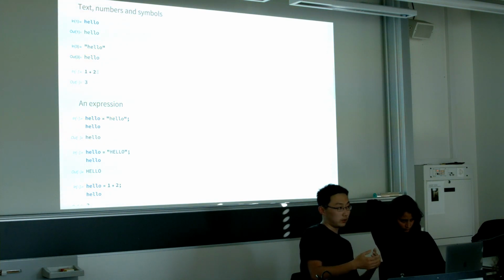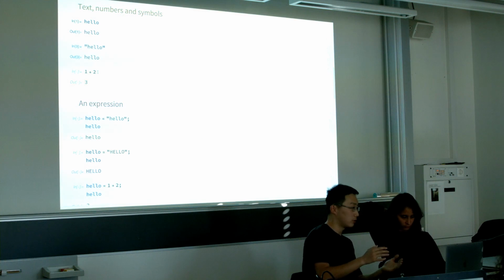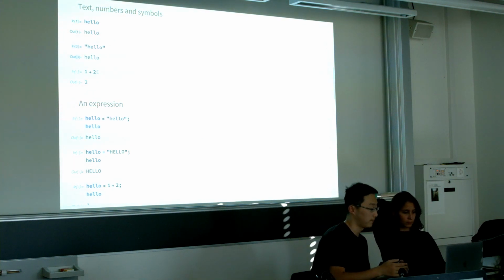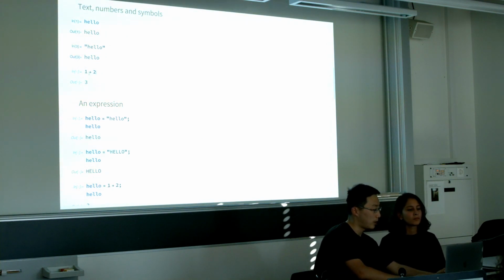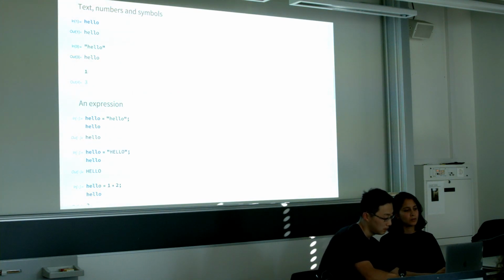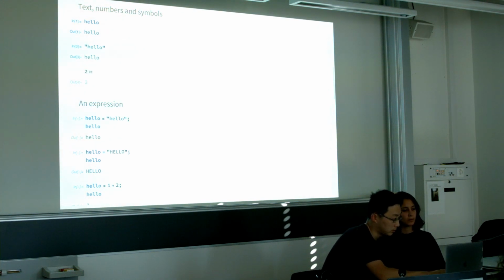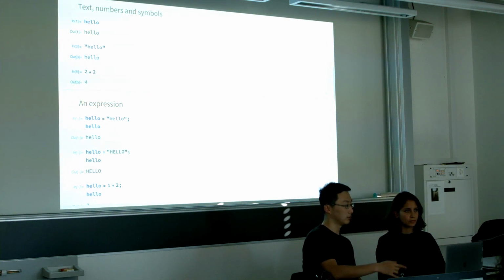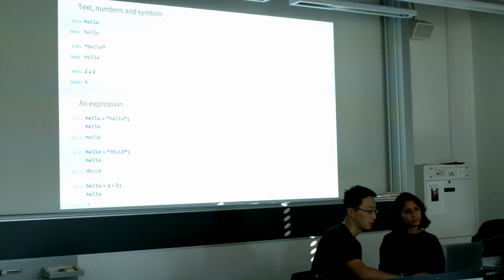And the code you write can also be a line of equation or computation. For example, if you write 1 plus 2, then the result will be 3. If you write 2 multiplied by 2, then the result will be 4. So these are some basic operations.